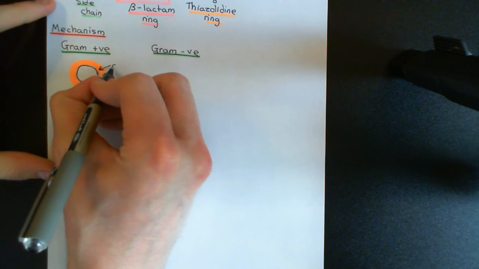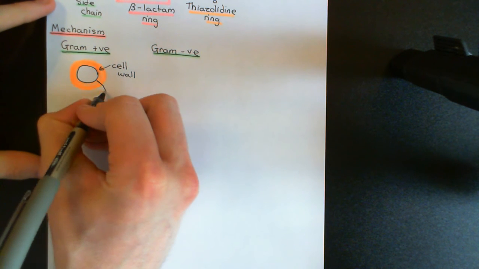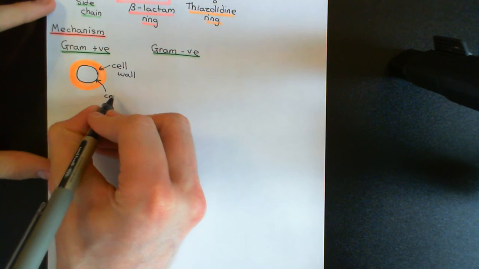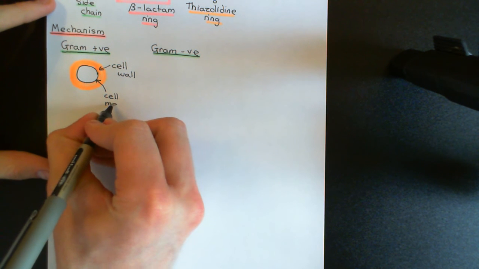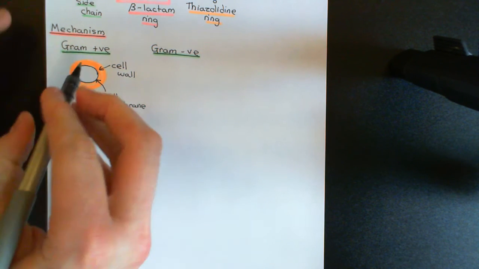So I'll label up the different portions here. So this is the cell wall in orange, and then we've got the cell membrane within the cell wall there. Okay, so that's the basic structural understanding that I want you to have about gram-positive bacteria.